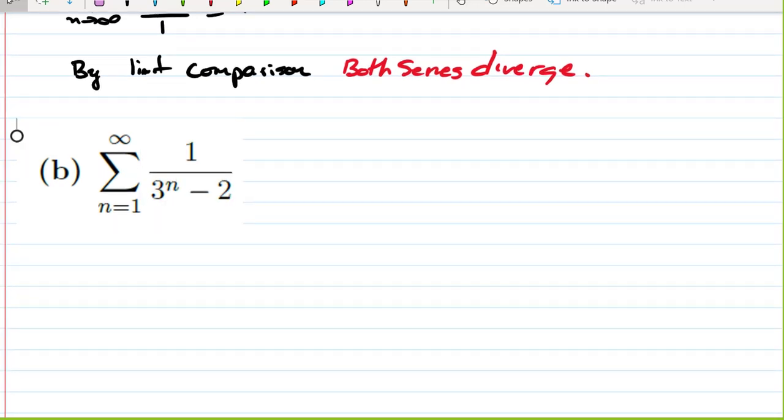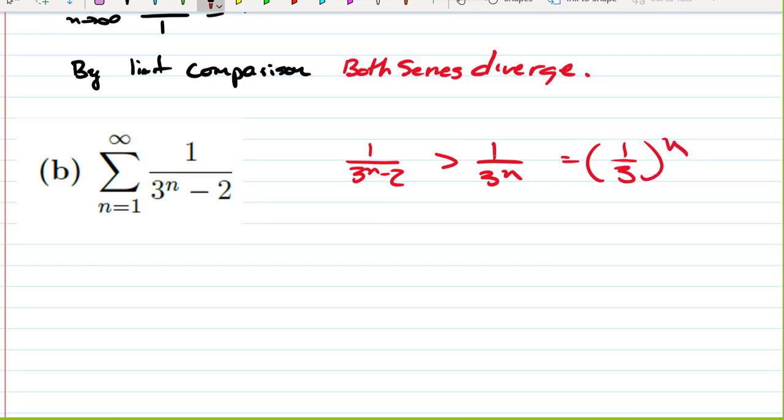And we have the sum as n goes from 1 to infinity of 1 over 3^n minus 2. And we look at it and we're like, yeah, it's almost geometric again. But instead of adding 1, we have minus 2. But we can't do direct comparison because 1 over 3^n minus 2 is bigger than 1 over 3^n, which equals (1/3)^n. But it's bigger than a known convergent series, so that doesn't tell us any information.